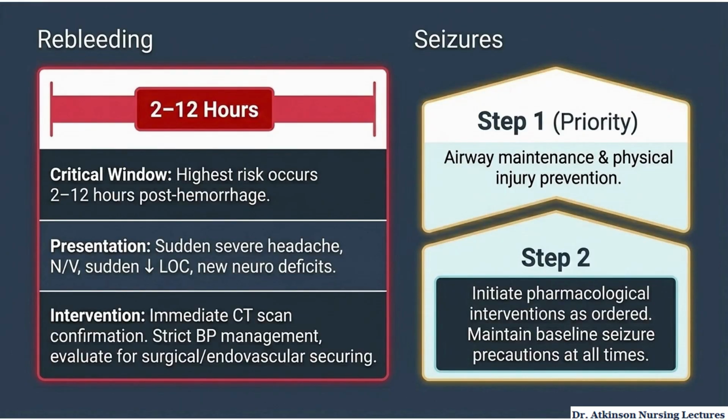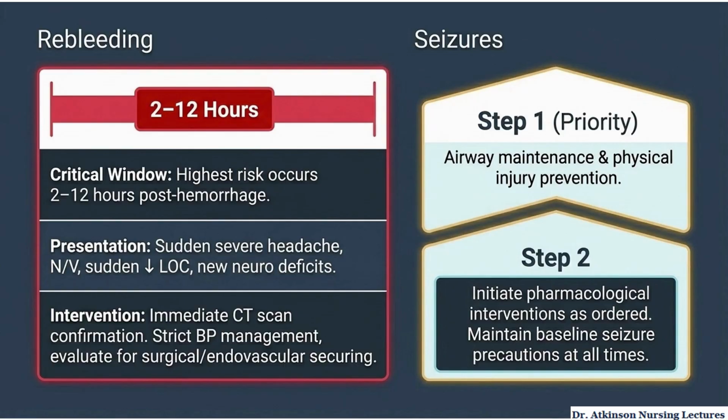Two major complications we worry about in hemorrhagic stroke are rebleeding and seizures. First, rebleeding. The highest risk window is often within the first 2 to 12 hours after the hemorrhage. This is extremely dangerous and can cause rapid deterioration. Clinically, you may suddenly see a severe headache, nausea and vomiting, declining LOC, or new neurologic deficits. Sometimes the patient who was talking to you an hour ago suddenly becomes difficult to arouse. If rebleeding is suspected, this becomes an emergency. The patient needs immediate evaluation, repeat imaging, strict blood pressure management, and rapid neurosurgical assessment.